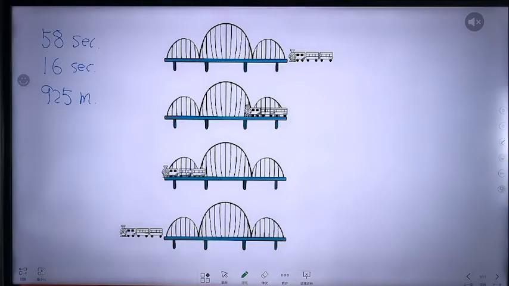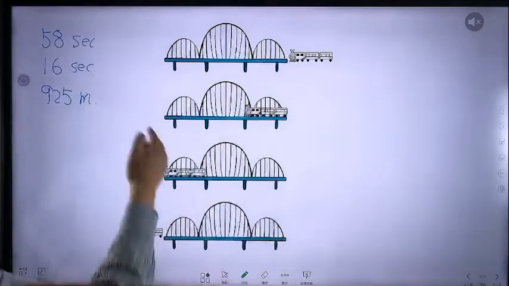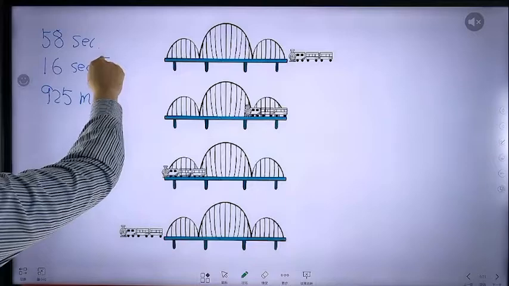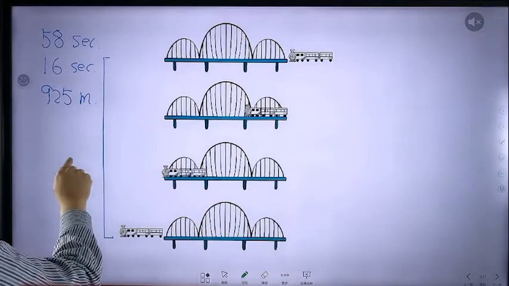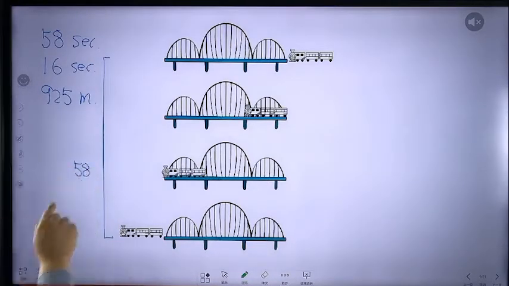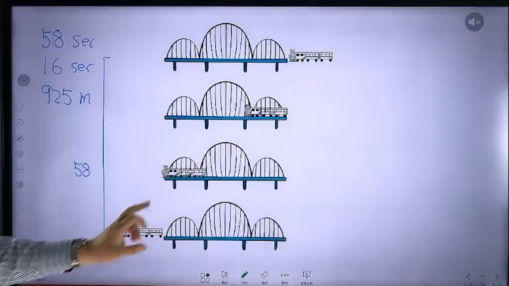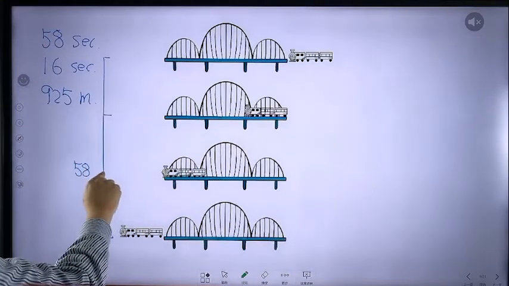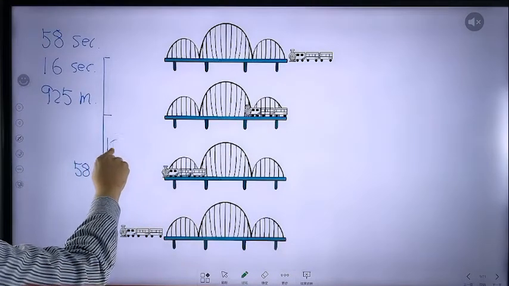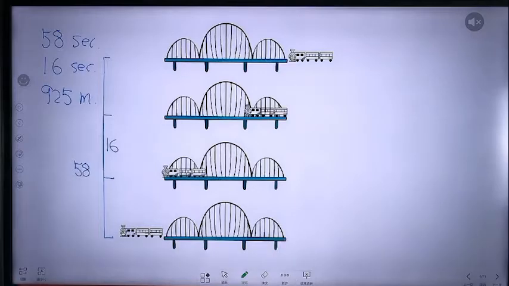Okay, so what are these? What would be the whole thing, 58 seconds? So 58 seconds would be the whole thing, right? So this whole thing is 58. So what about the period where it is 16 seconds? The 16 seconds would be from here to there, right? So here it would be 16 seconds. Okay, then naturally you need to consider this and that.